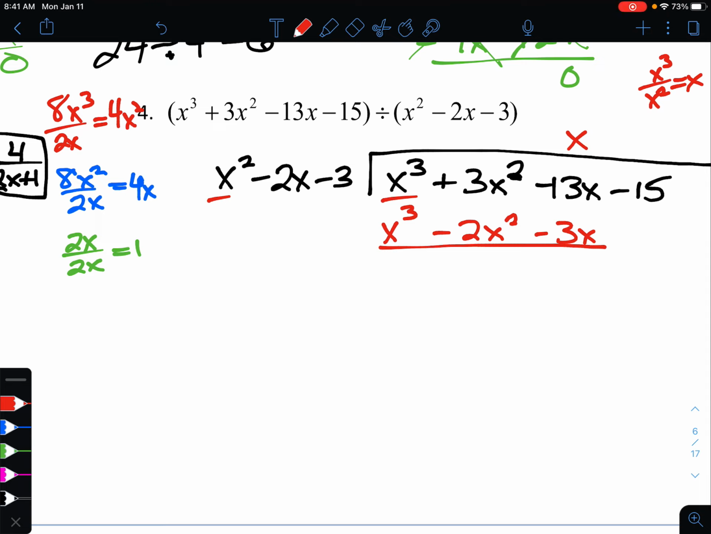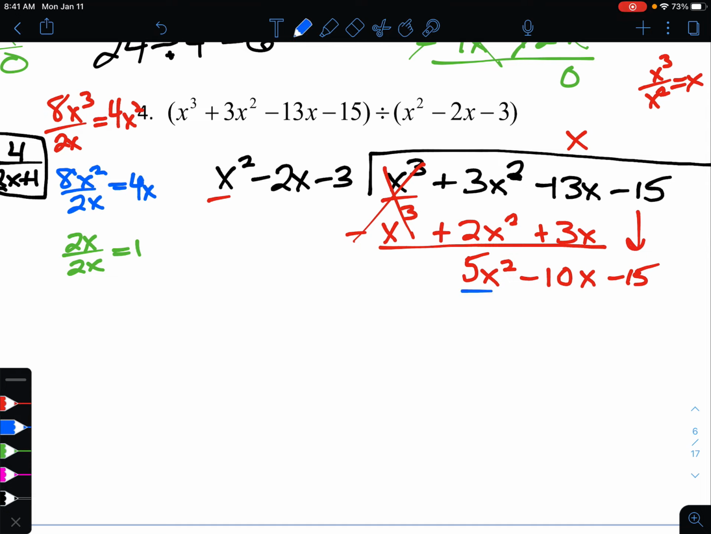Now we're subtracting, so go through and change all of your signs. So negative x cubed plus 2x squared and plus 3x. And then we'll add those together. So 3 plus 2x squared is 5x squared. Negative 13 plus 3 is negative 10x. And then we'll bring down our minus 15.